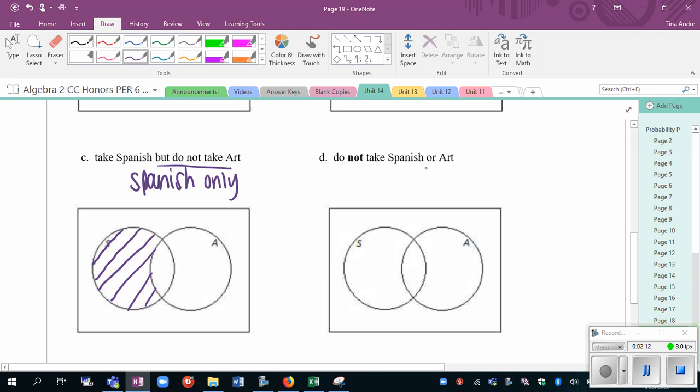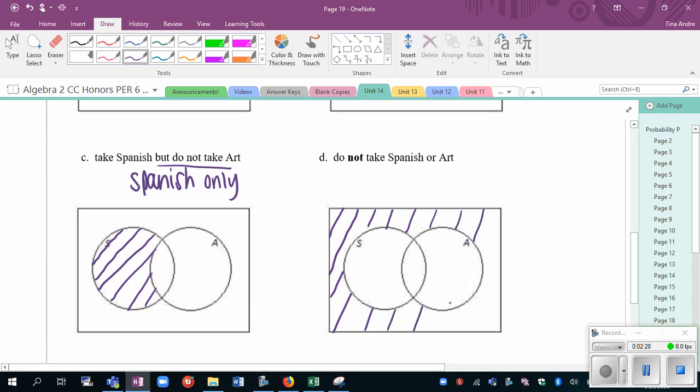And then does not take Spanish or art. So this means not taking either of these. So not in either of these circles. This is on the outside. So this would be considered the complement of taking Spanish or art. Everything that's not Spanish or art.